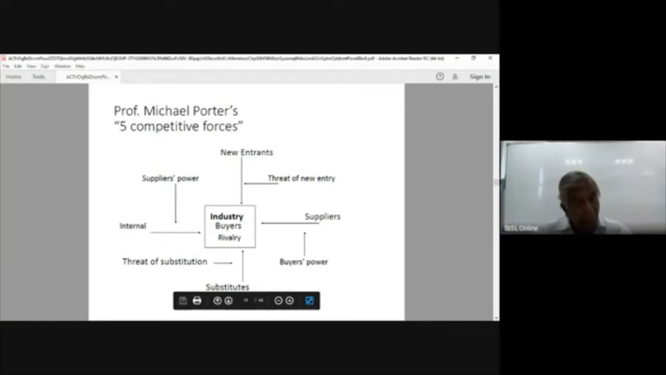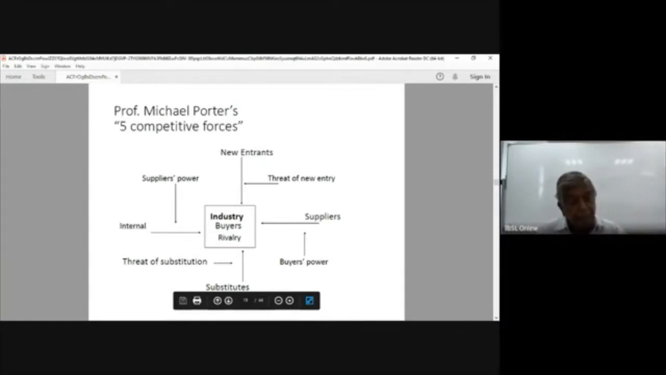If the buyers are more, yes, they can buy. Buyers can sell it to any buyer. If the buyers are few, there is competition. The buyers will demand. Only a few people. They will demand. That will increase the competition. Similarly, the final force, substitute.